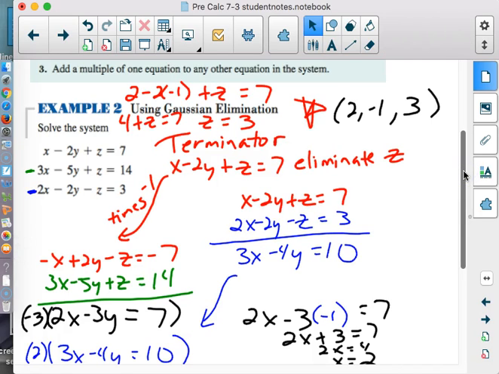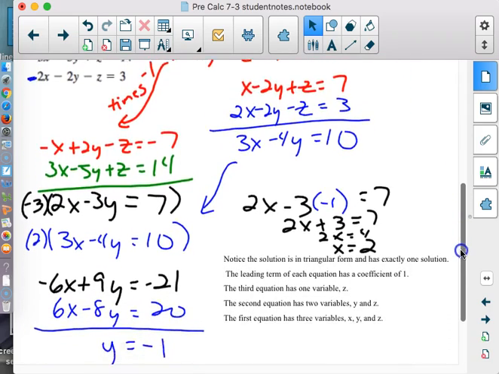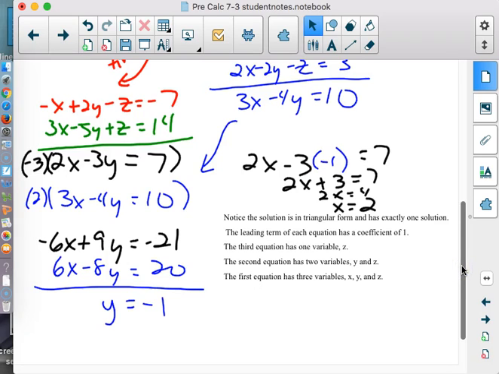Well, look at all that. I mean, not that that's not great math, because it is. It's beautiful. So, like it says, notice the solution is in triangular form and has exactly one solution. The leading term of each equation has a coefficient of 1. The third equation has one variable z. The second equation has two variables y and z. And then the first equation has three variables x, y, and z.